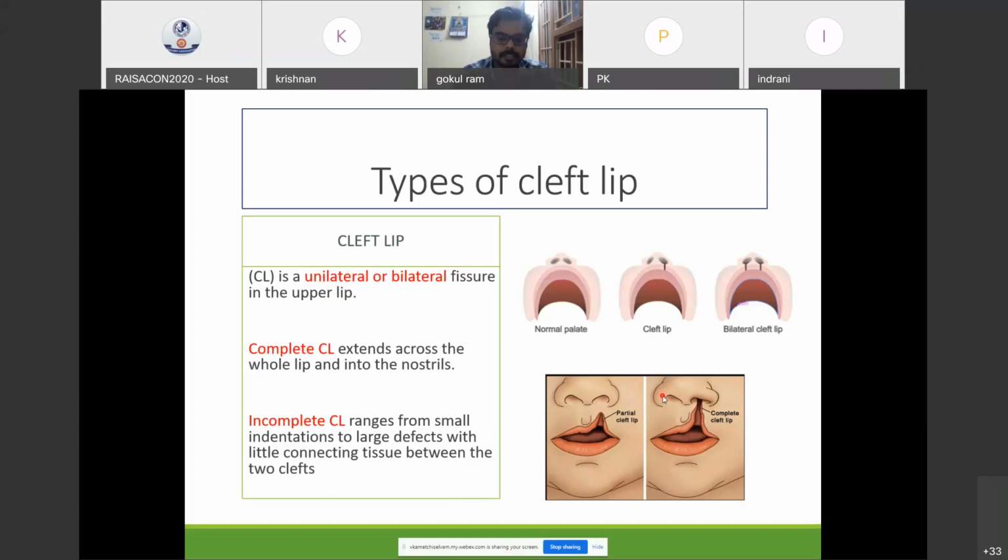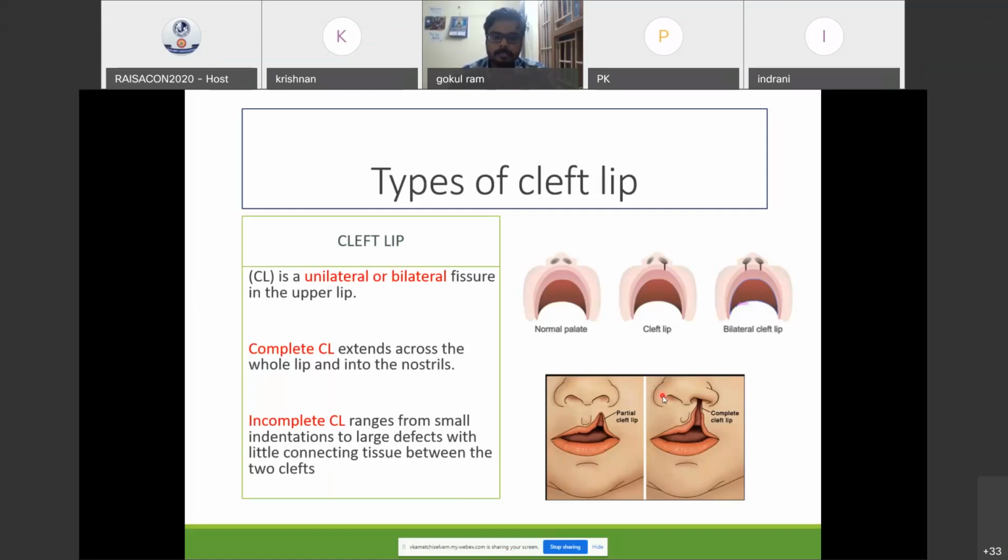Cleft lip can be either unilateral or bilateral, sir. Very good. And it can be either a complete or incomplete cleft lip, sir. Complete extends from the lip to the nostril, sir. And incomplete, it will be just a cleft in the lip, sir. It won't extend into the nostril, sir. Okay, right. So tell me, how is the palate developed?